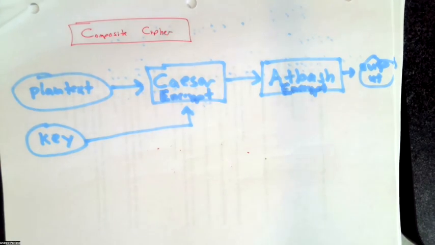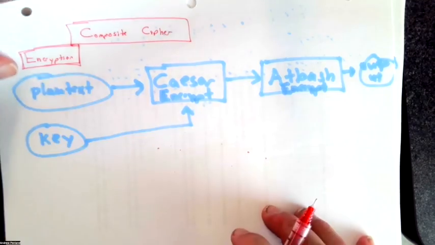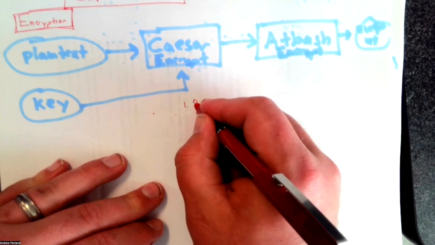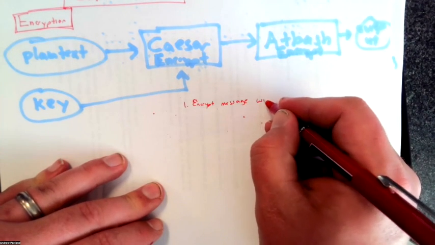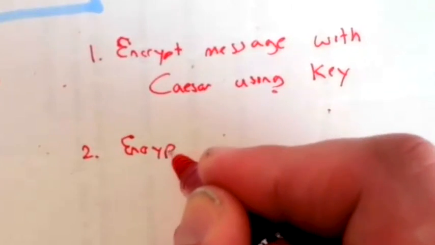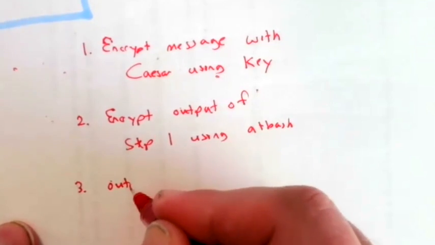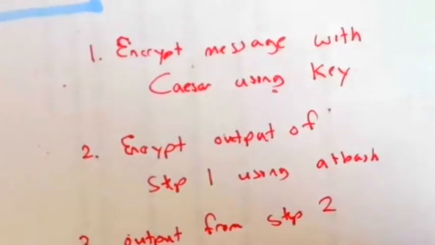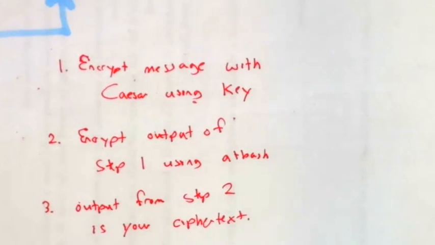So this is my encryption process. And if I wanted to write out this encryption process, I could write it out like, first encrypt the message with the given key using Caesar cipher, then take the output of step 1 and encrypt it using @bash, and then you're done. Output from step 2 is your ciphertext, or your output. That's in words what this diagram is saying. Does that make sense?